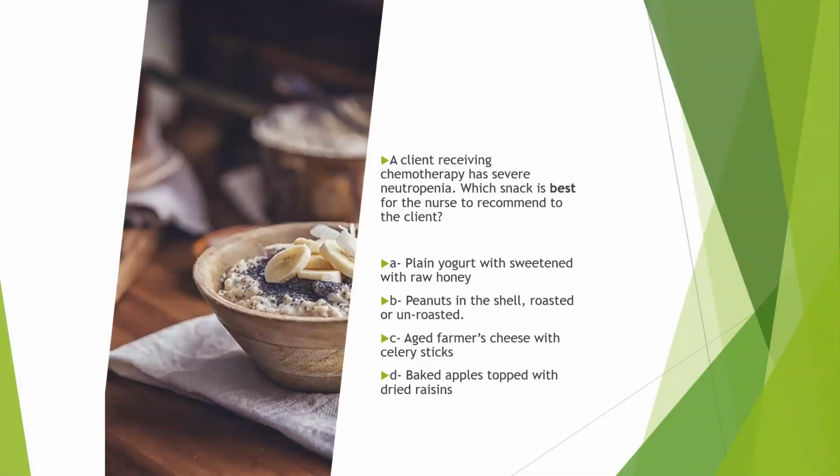Client receiving chemotherapy has severe neutropenia. Which snack is best for the nurse to recommend to the client? Is it A, plain yogurt sweetened with raw honey? B, peanuts in the shell, roasted or unroasted? C, aged farmer's cheese with celery sticks? Or D, baked apples topped with dried raisins? Anybody hungry?